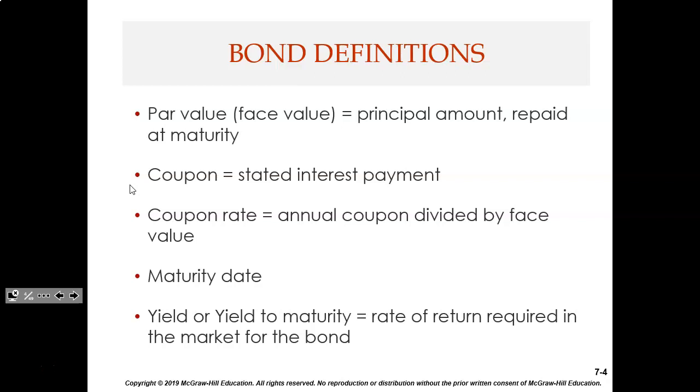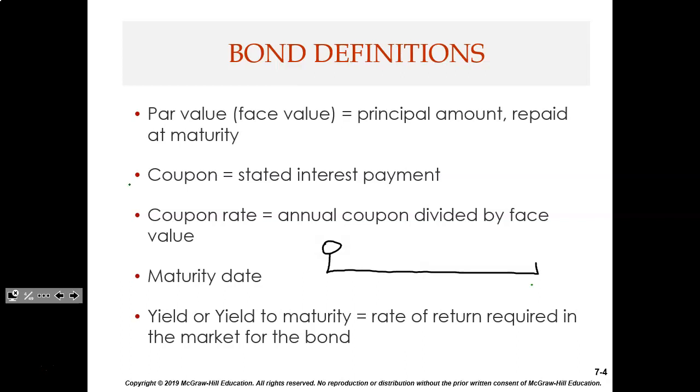Okay. Coupon rate, you can see, is the stated coupon interest rate. Annual coupon divided by the face value gives us our coupon rate. The maturity date is when we get our initial principal back, and the yield to maturity is our required rate of return. So if we go back to our timeline and look at this, so we have our timeline.